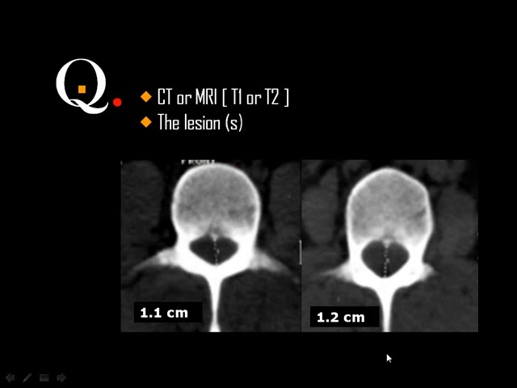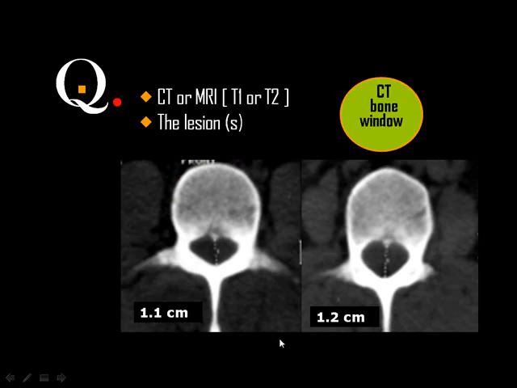What do you think about that? CT of the lumbar spine, measuring the diameter of the spinal canal, and here is 1.1, here is 1.2. Yes, the spinal canal is narrowed at both levels. This is a CT bone window, and this is spinal canal stenosis.